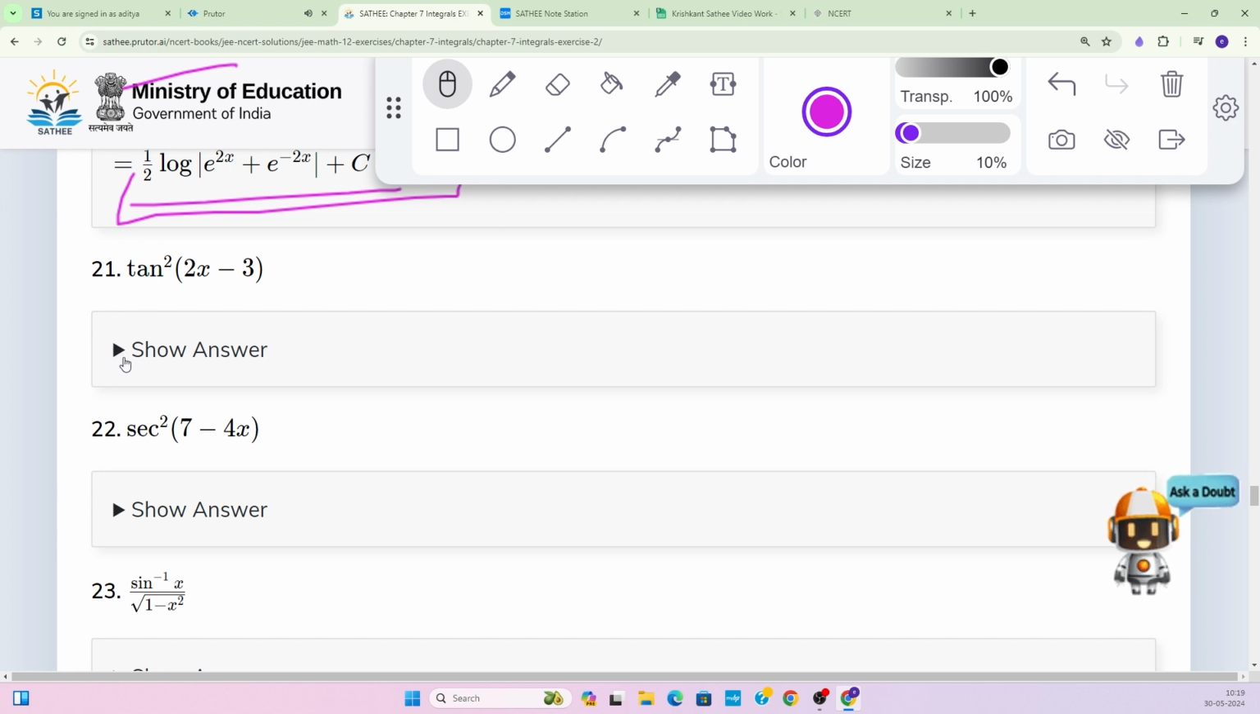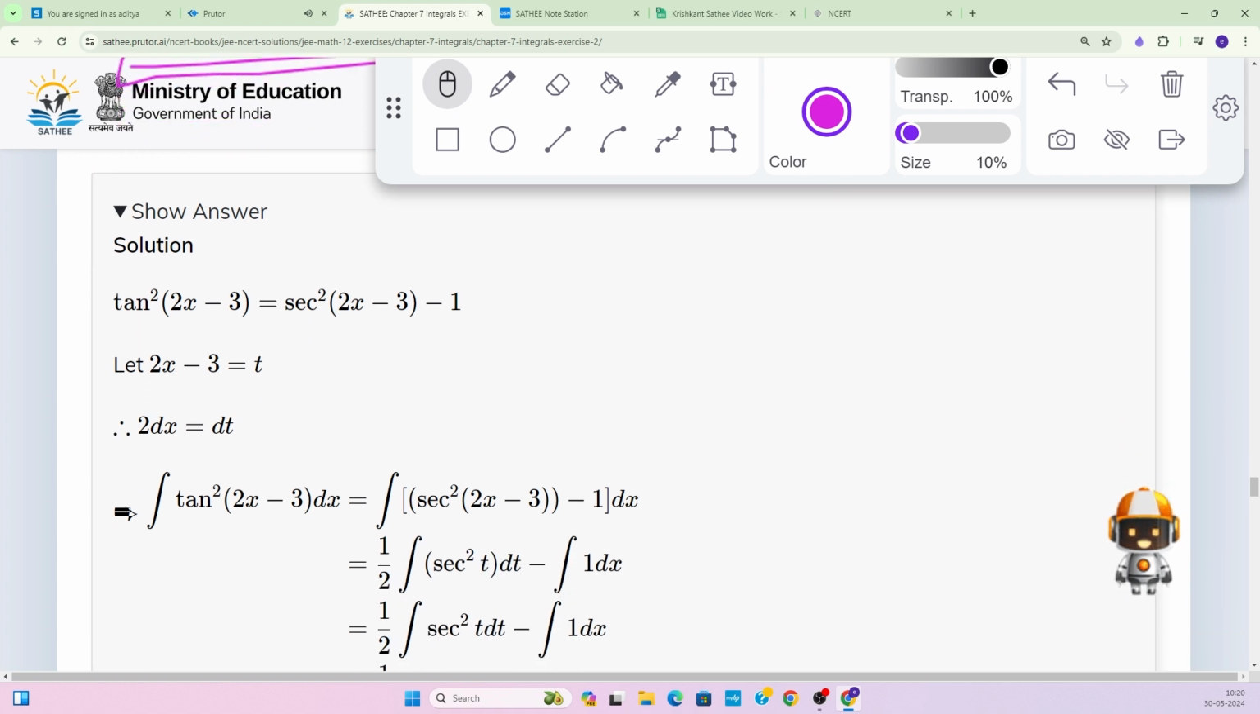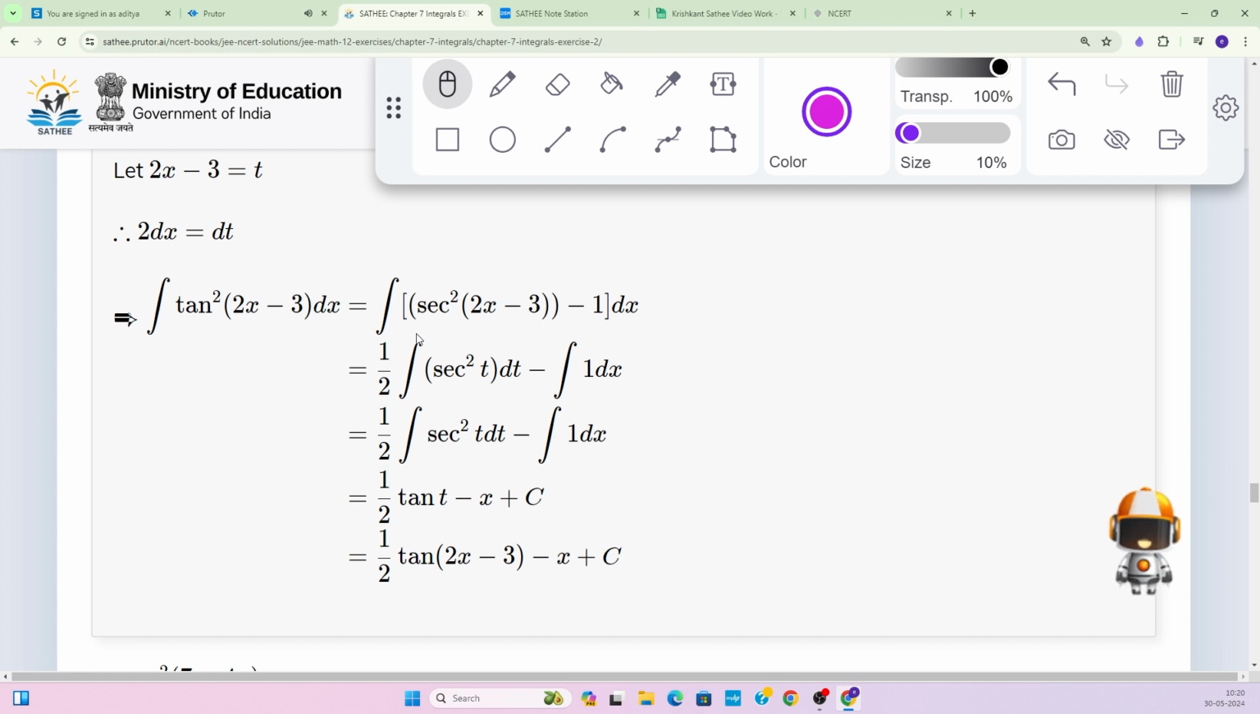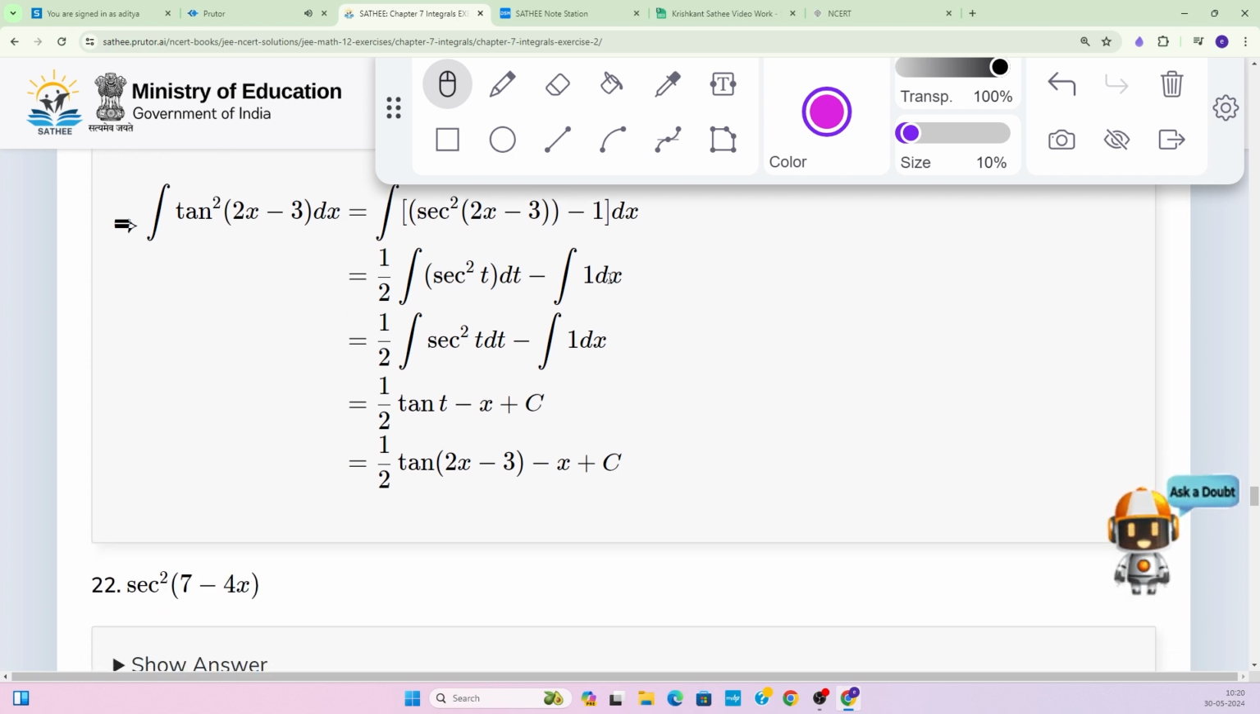Let me just do one more problem quickly, this problem 21, and the remaining problems we will be seeing in the upcoming session. Okay, so tan square 2x minus 3. Now tan square can be replaced by sec square 2x minus 3 minus 1. This means taking 2x minus 3 equals t. This means 2 dx equals dt. This means you can directly replace it as half of the integration of sec square t dt minus the integration of 1 dx. You know the direct integration for this, you will have half of tan t minus x plus c. This means half of tan (2x minus 3) minus x plus c will be your final answer.